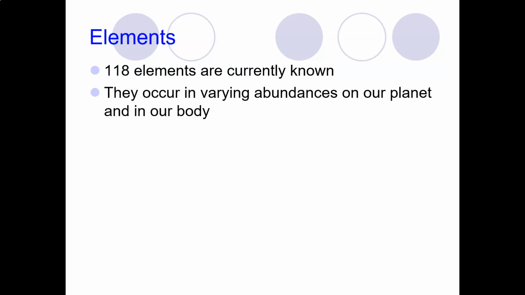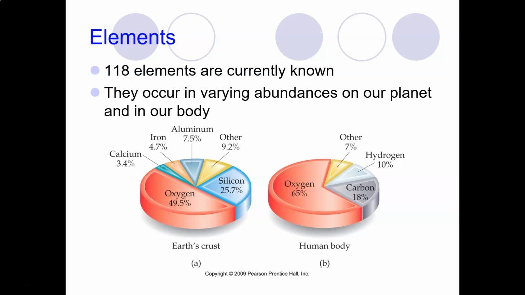They occur in varying abundances, so that means the amounts that we can find on our planet and in our body. This is not a thing to memorize, but I just think it's super interesting. If we look at our planet and the crust, not the water part, just the land part, there are 118 different elements, but about half of all the elements found on the land part of our planet are oxygen. One element out of those 118 makes up half of it.